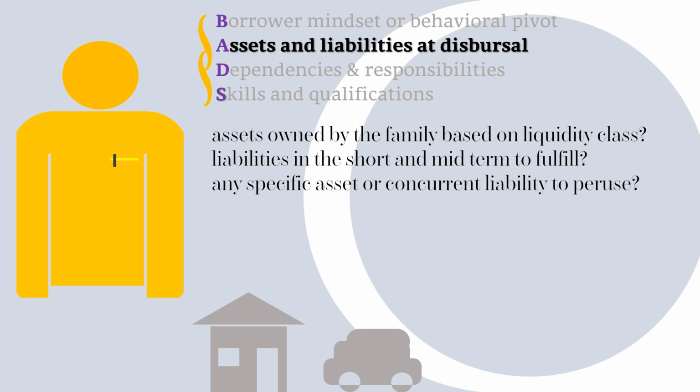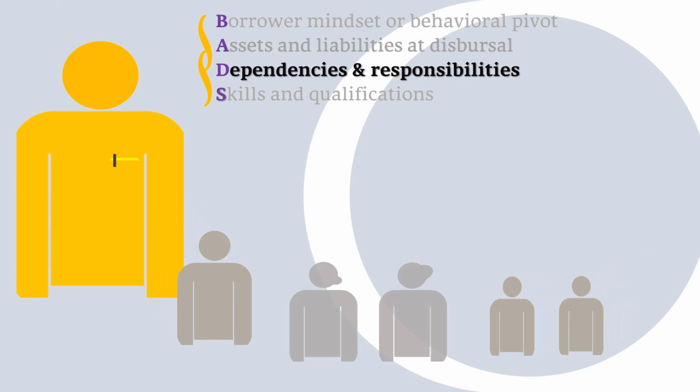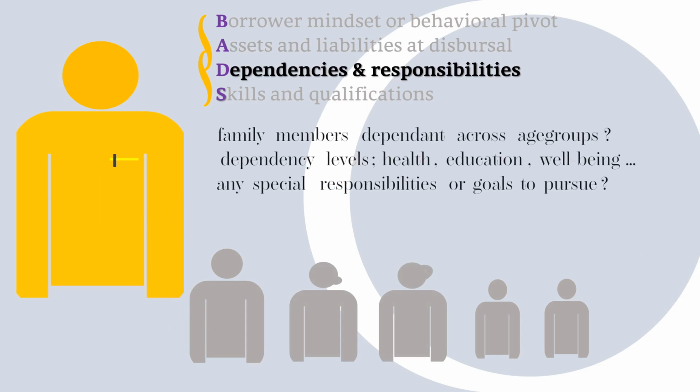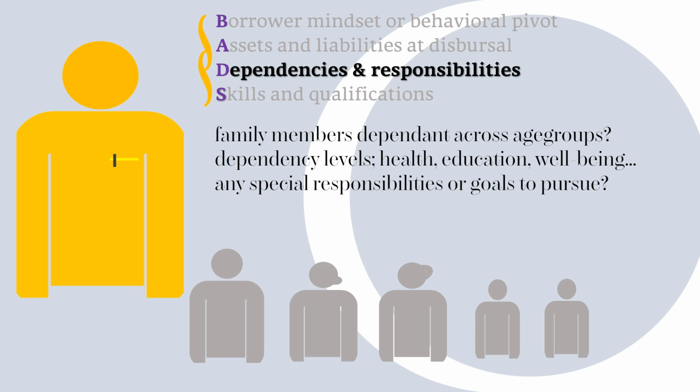Dependencies and responsibilities are the third angle. How many family members are dependent across various age groups? What are the dependency levels with respect to health, education, well-being? Are there any special responsibilities or goals to pursue by the borrower? Say, for example, following education or having a daughter to wed off.